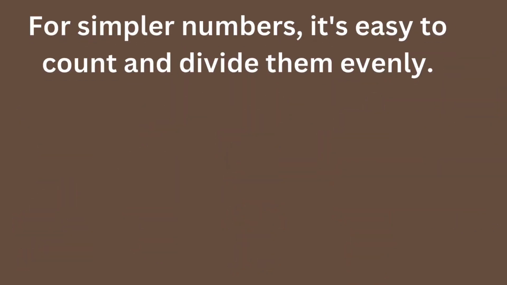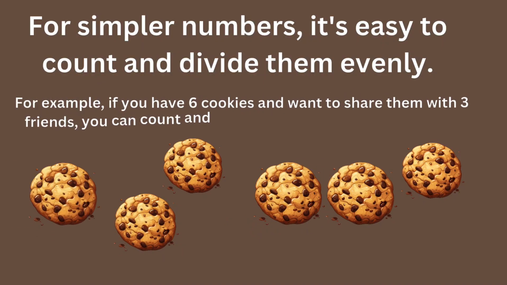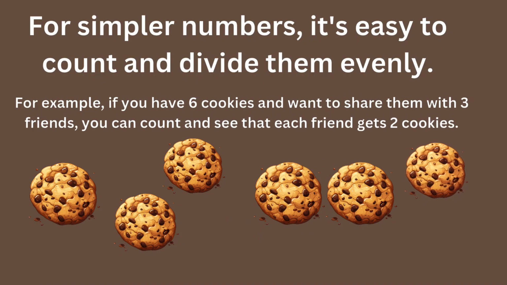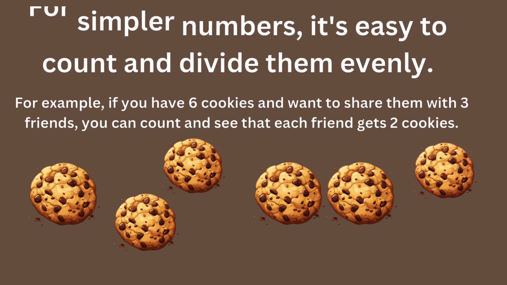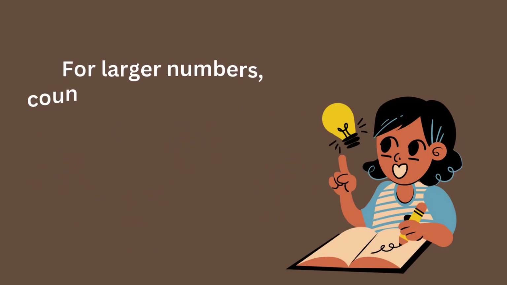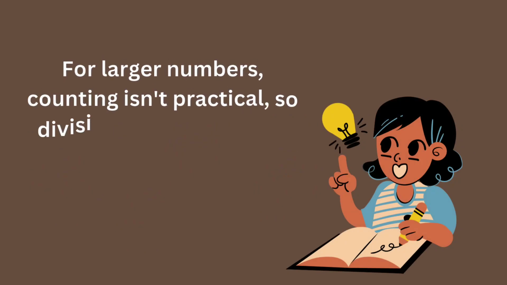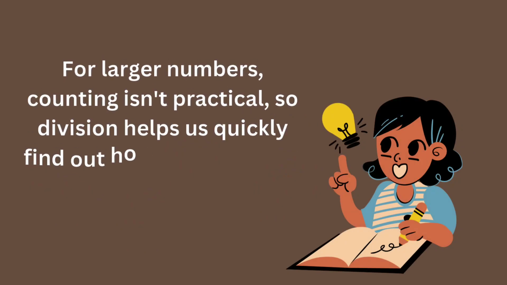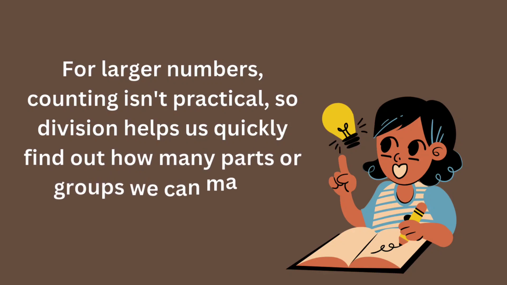For simpler numbers, it's easy to count and divide them evenly. For example, if you have 6 cookies and want to share them with 3 friends, you can count and see that each friend gets 2 cookies. For larger numbers, counting isn't practical, so division helps us quickly find out how many parts or groups we can make.